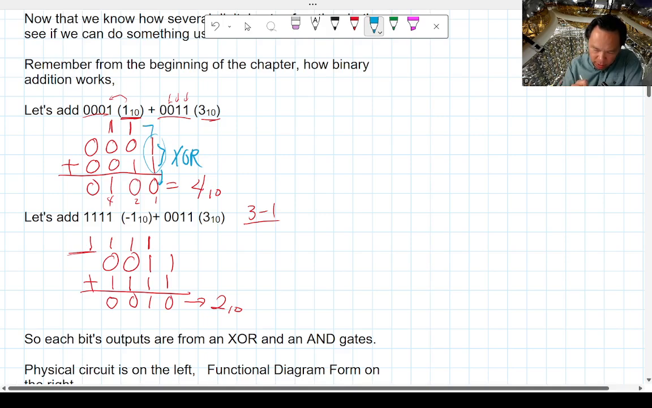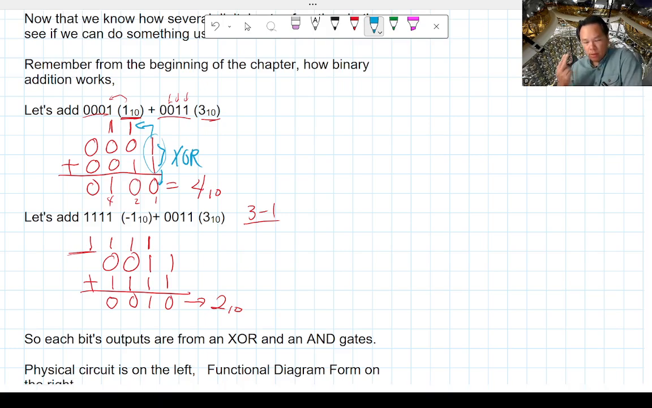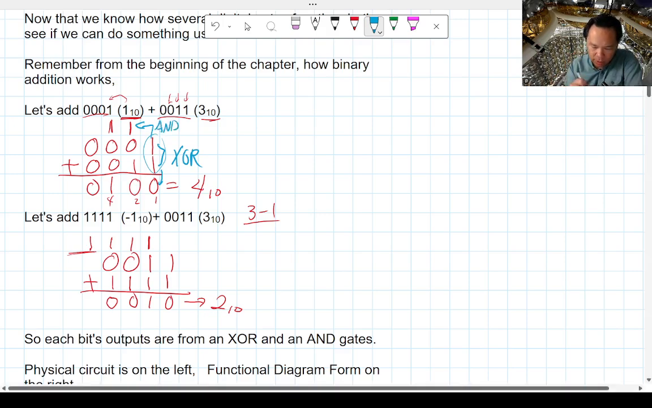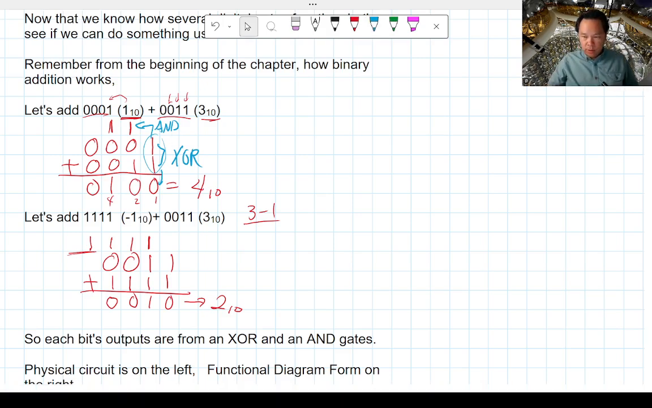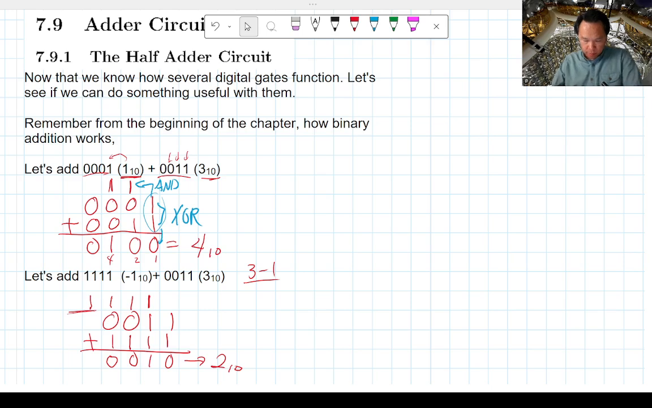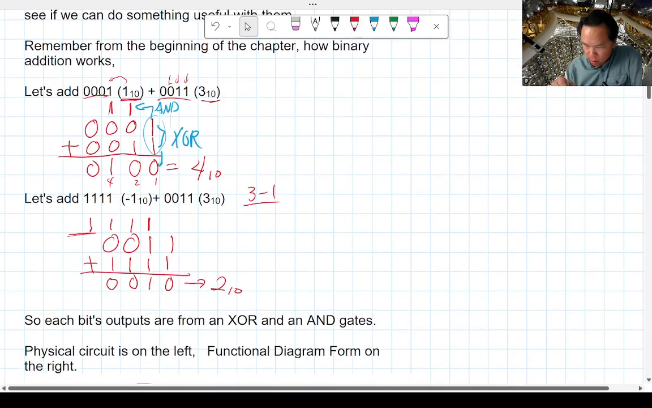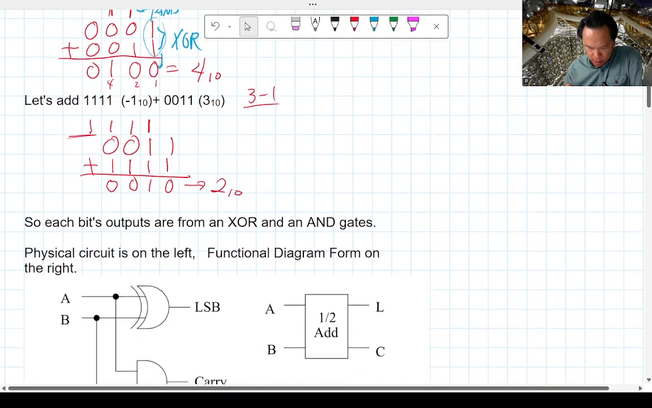Then the place to go is the carry, right? Only when both inputs are 1s do you get a carry of 1, right? So this is actually an AND operation, okay? So let's see how this turns into electronics. It seems like we want these bits to go into some sort of exclusive OR gate and an AND gate, okay?